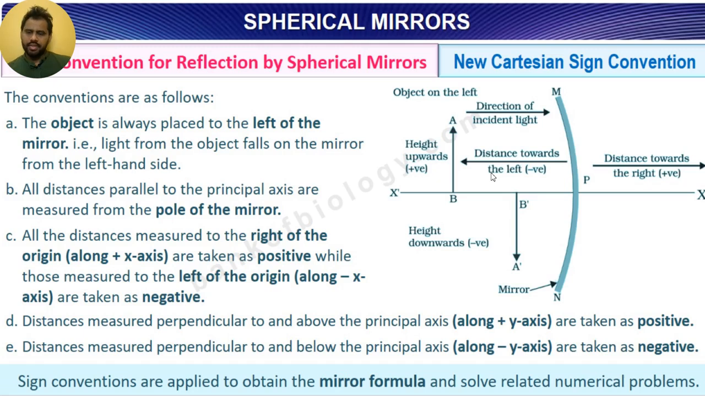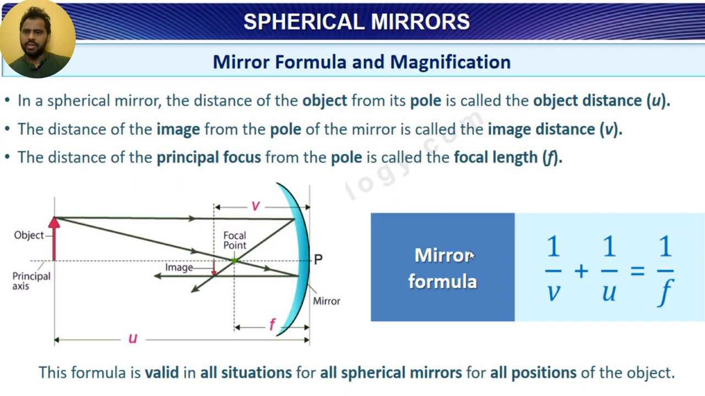Distances measured perpendicular to and above the principal axis along the y-axis are taken as positive, and distances measured perpendicular to and below the principal axis are taken as negative. Okay. Now sign conventions are understood, and sign conventions are applied to the mirror formula, which is used for solving the related numerical problems. Now let us see what is the mirror formula.